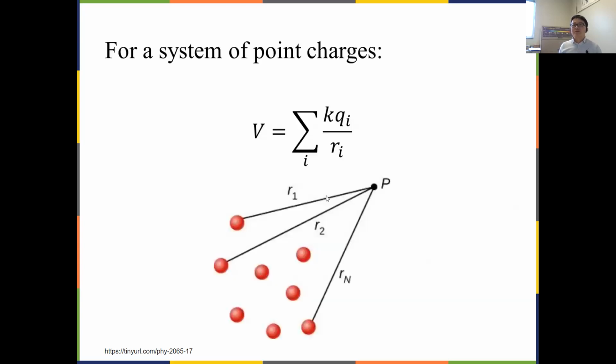If you have a system of multiple point charges, then you calculate the electric potential from each point charge, and then you sum them through each of the point charges. In this case, V is a scalar, so you just add them up algebraically.